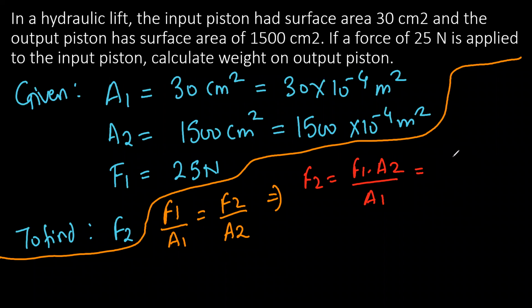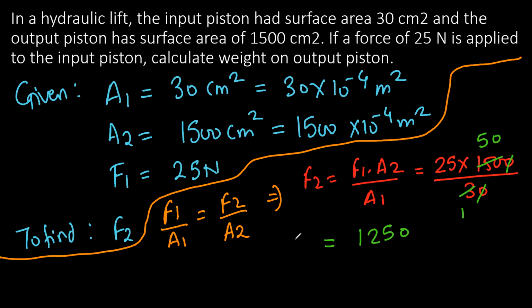Okay, so what is F1? F1 is 25. No need to write in meter square. We'll directly put in centimeter square because the ratio cancels out. So A2 is 1500 and A1 is 30. We can simply divide it. The zero gets cancelled. 3 ones are 3, 3 fives are 15, so 50. So 25 into 50 is 1250. What is the weight or the force on the output? F2 is 1250 Newton.